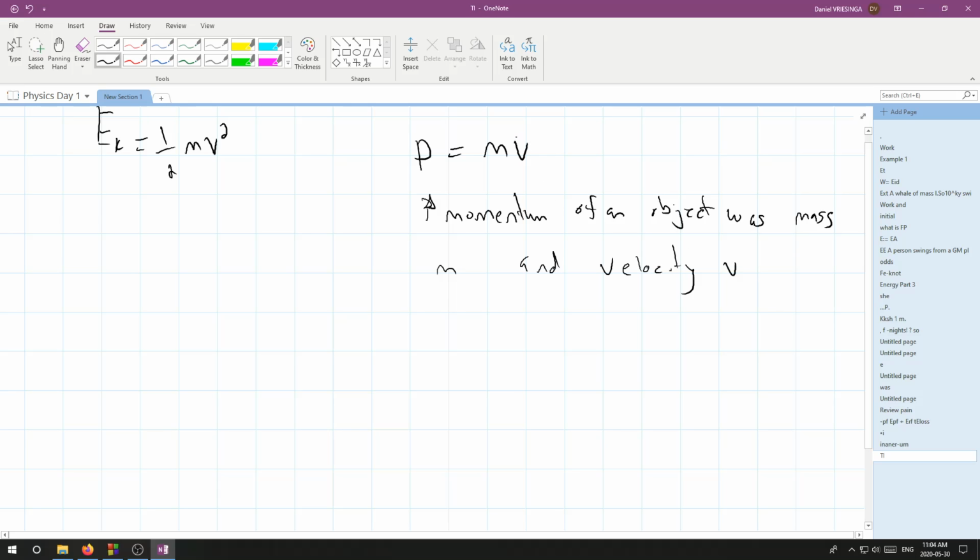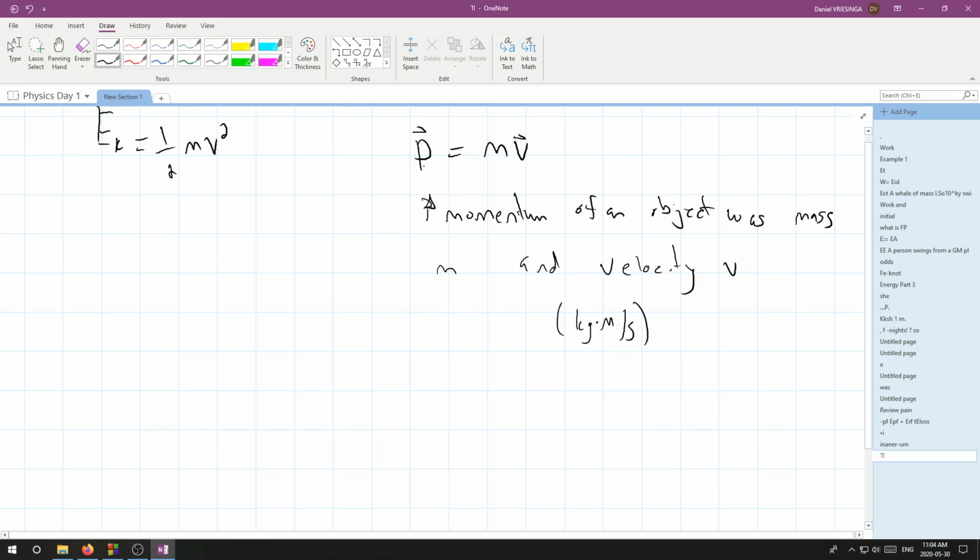Velocity is a vector, so momentum must be a vector. Its units are kilogram meters per second. There's no special unit for momentum. Well, it just seems kind of arbitrary that we would take something's mass times its velocity and make this whole new unit up. I mean, what purpose does that have?